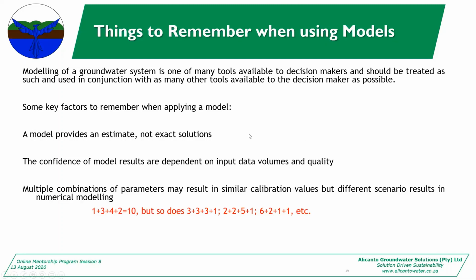Multiple combinations of parameters may result in similar calibration values, but different scenario results in numerical modeling. What that means is that if you have a tight aquifer system with a low conductivity, it'll give you a similar answer if you fiddle with your other parameters such as storage. So calibration is not the end of the modeling process. You'll see it when we go through the modeling process now. Because remember, 1 + 3 + 4 + 2 is 10, but so do all of these combinations of numbers.